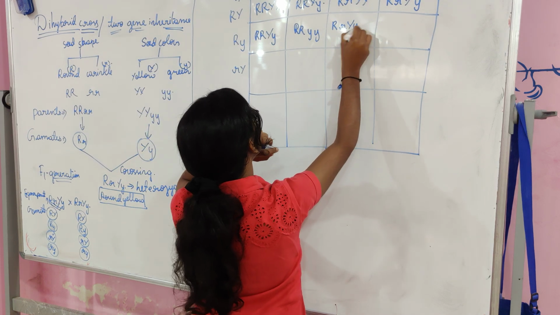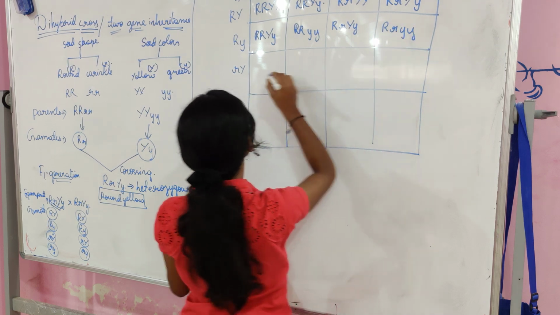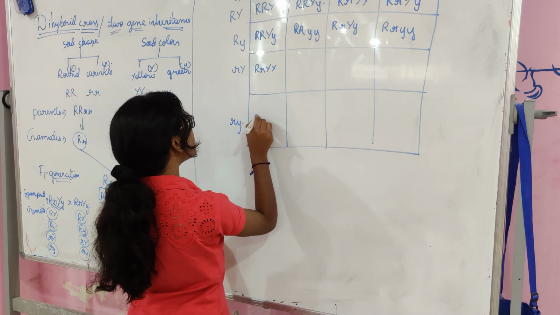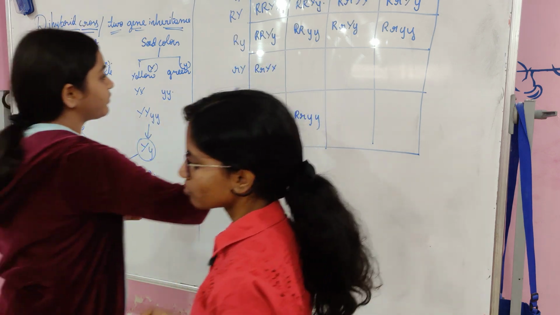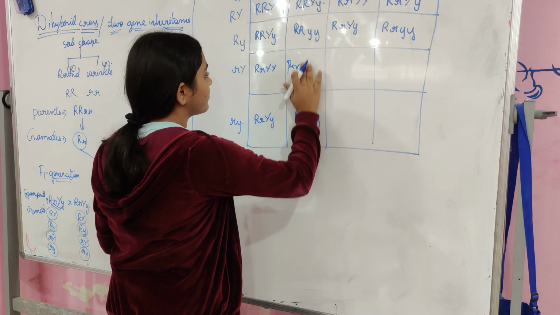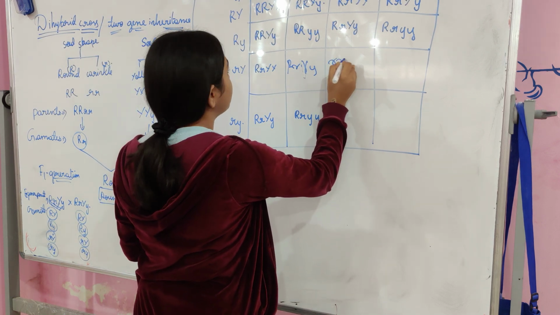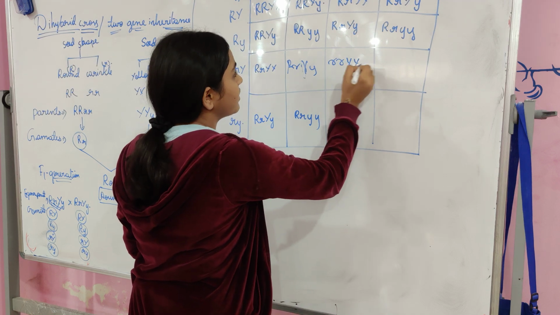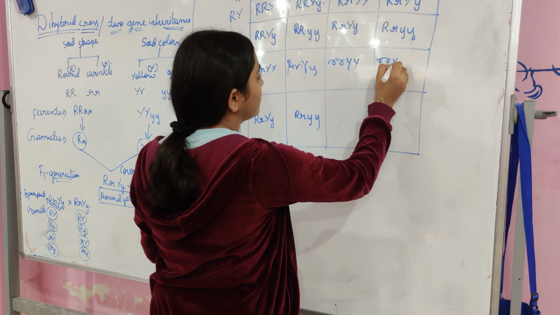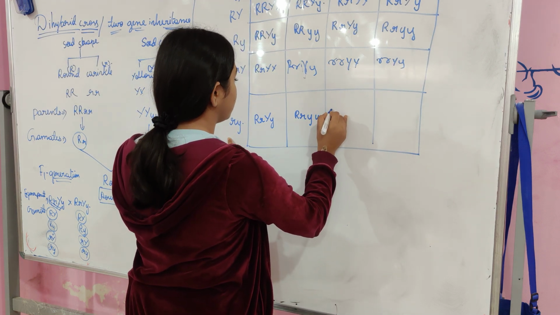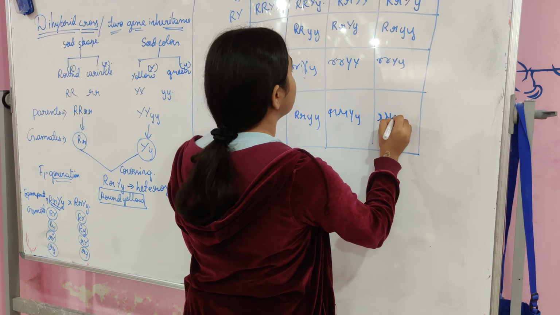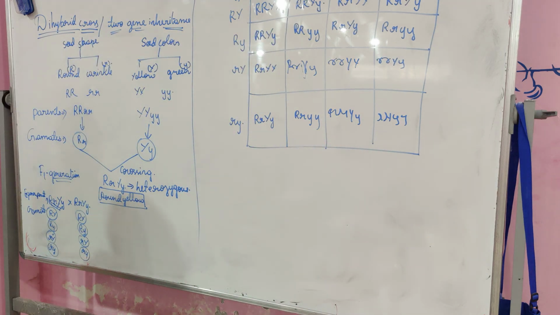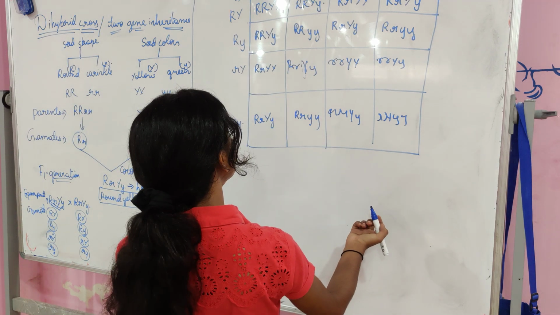Capital R. It's not a song, capital, small r. Now you tell me, I'll do next. This small capital. Yes. Done? These are the results.